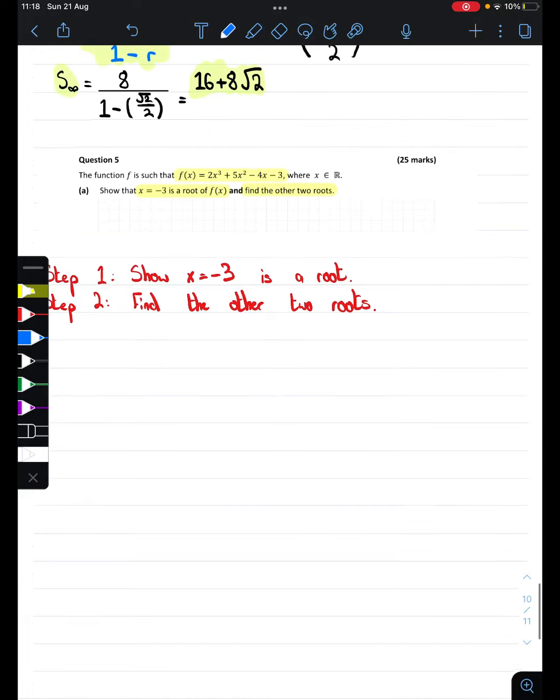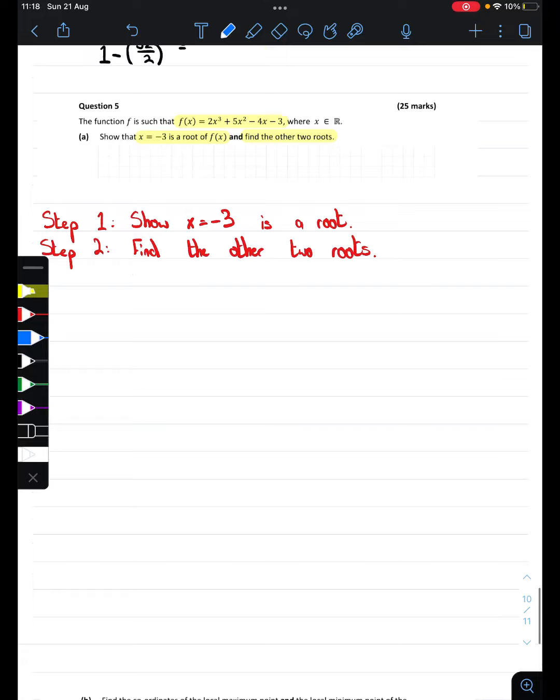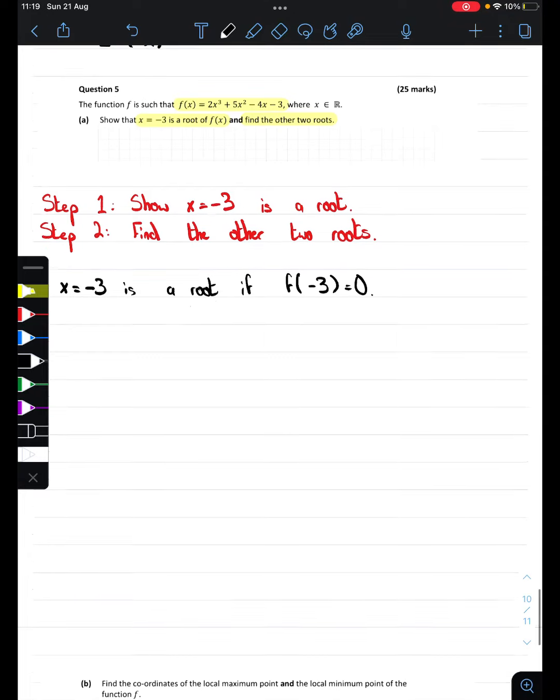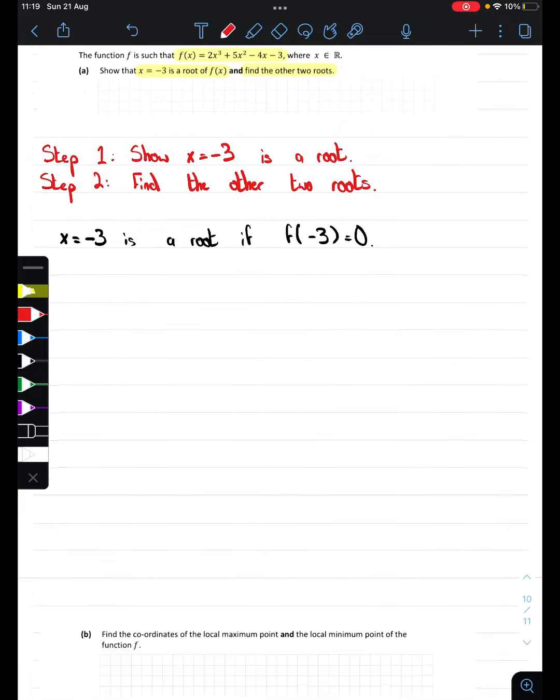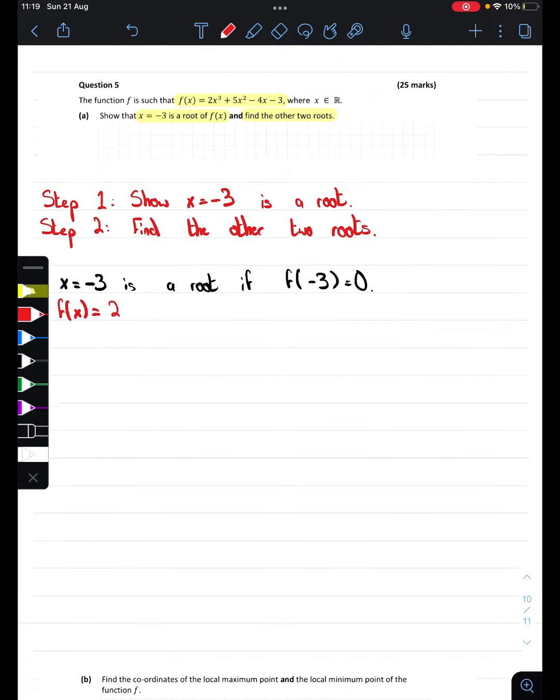Okay, so x equals minus 3 is a root if f of minus 3 is 0. So let's just investigate that. So our f of x equals 2x cubed plus 5x squared minus 4x minus 3.